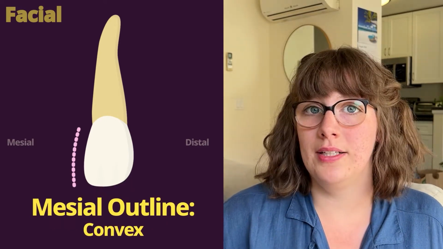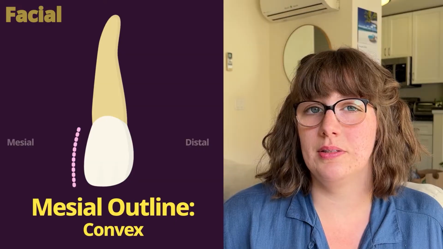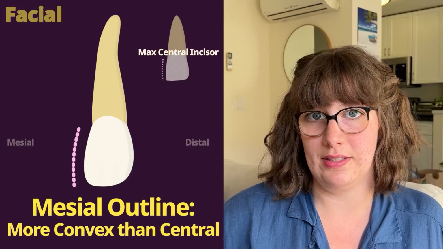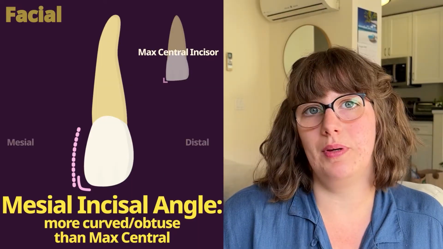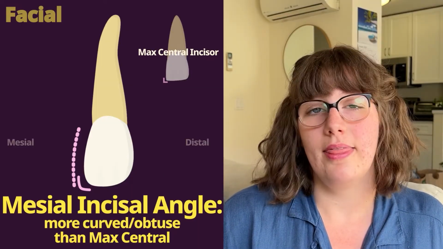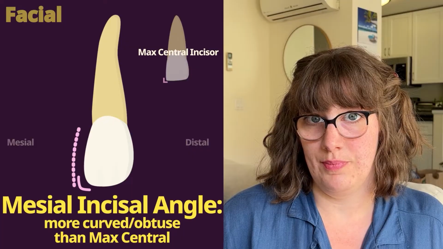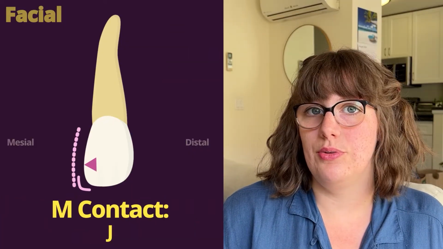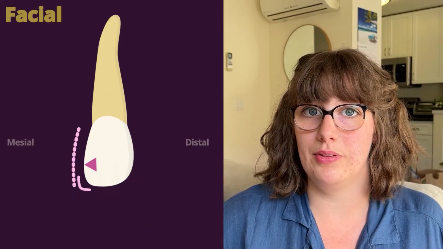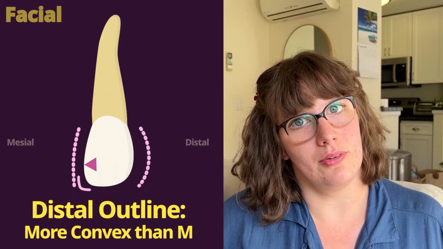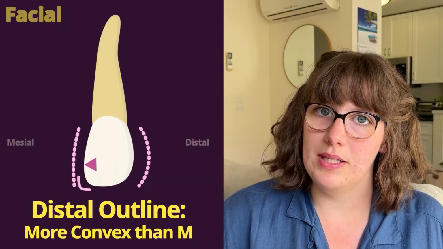The mesial outline of this tooth is slightly convex, being a little bit more curved than the maxillary central incisor. The mesial incisal angle is a little bit more curved and obtuse than the maxillary central incisor. And the height of contour of this tooth, or the contact point, is at the junction of the middle 1/3 and the incisal 1/3. The distal outline is more curved than the mesial outline.